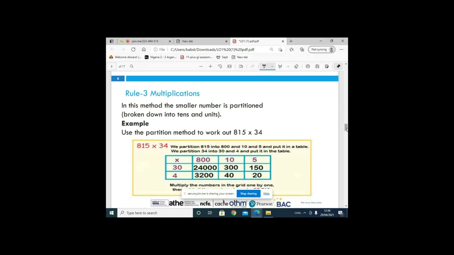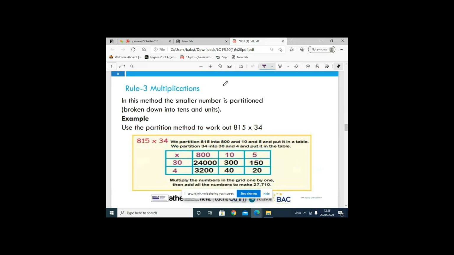So this multiplication. You want to multiply 3 digits by 2. So the best way to do this is to partition. Don't forget that this is the hundreds, this is the tens, and this is the ones. So the value for the 8 here is 800. The value for the 1 here is 10, and the value for 5 here is just ordinary 5. So you split it that way, 800, 10, and 5.